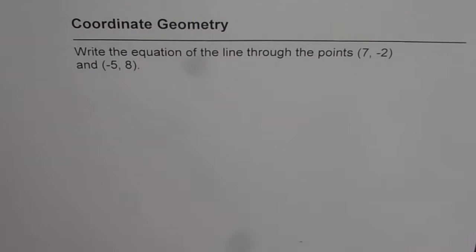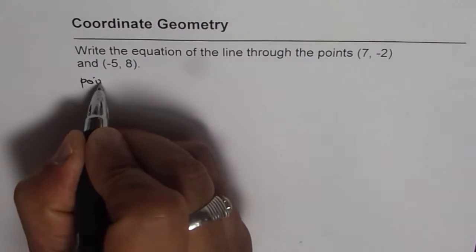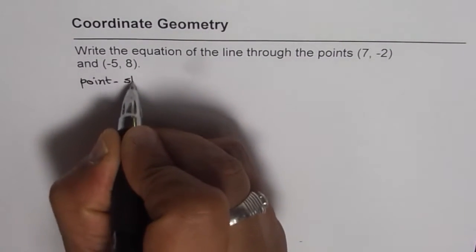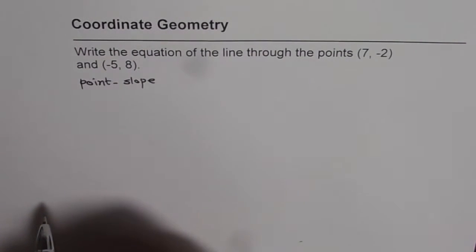I'm Anil Kumar, and in this video we will learn how to find the equation of a line through two given points. We'll use two different methods to solve this question. In the first method, I'll use the equation in point-slope form. Since we are given 2 points, point-slope form is a better way of solving such questions.